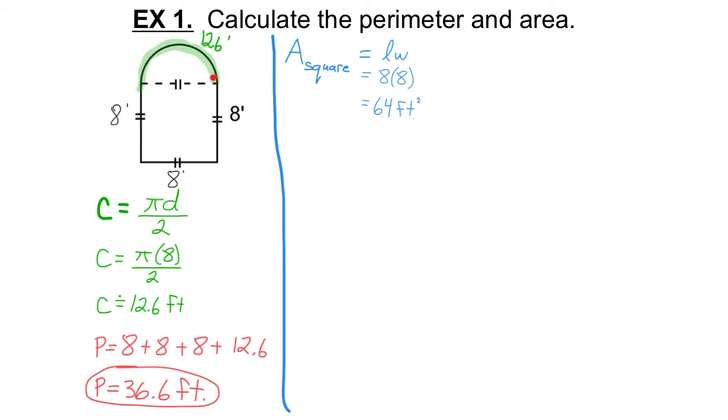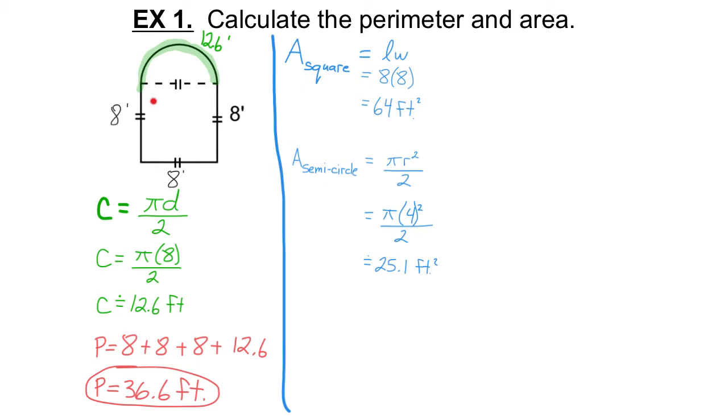What about the semicircle portion? We need to find the area of that. Well, I know the area of a circle is pi r squared, and this is half of a circle, so I'm going to take half of that equation. I'll divide it by 2. So it's pi r squared divided by 2. What's the radius? Remember, the radius is not 8, it's half of the diameter, so it would be 4. So it's pi times 4 squared divided by 2. We end up with an area of 25.1 feet squared.